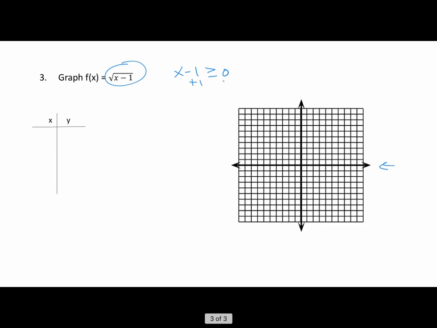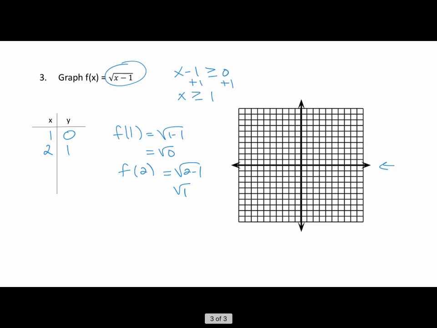So if I add 1 to both sides, I'll see that the domain has to be greater than or equal to 1. So let me choose 1. That'll be my starting point. My next point, I don't want to use, well, I could use 2 because 2 minus 1 is 1, and there is a square root of that. Well, let me just work with what I already have, and then I'll continue. So 1 minus 1, that's the square root of 0, which is 0. Then 2 is the square root of 2 minus 1, which is the square root of 1, which is 1.